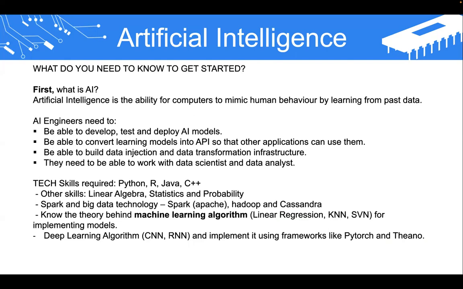Deep learning algorithms, CNN, RNN, are basically just network architectures that you need to understand, to help you better understand how computers work, especially when it comes to computer modeling and learning how computers interpret things. You can implement these things using frameworks like PyTorch, Theano.